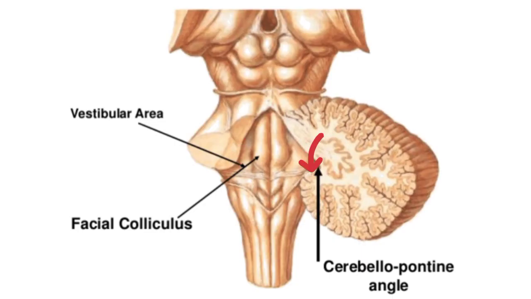The angle formed at the junction of the pons, medulla, and cerebellum is called the cerebellopontine angle. It is an anatomical landmark. Now, in the cerebellopontine angle, the cerebellar flocculus, the ventricular choroid plexus, and the emerging facial nerve and vestibulocochlear nerve surround the lateral apertures of the fourth ventricle.